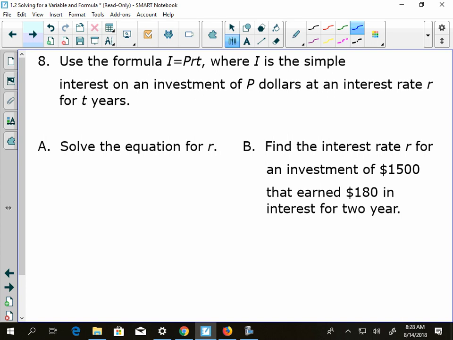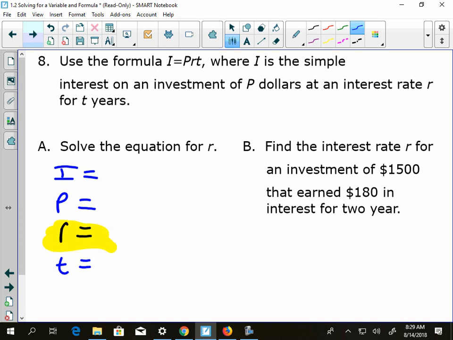Use the formula I equals PRT, where I is the simple interest on an investment of P dollars at an interest rate R for T years. Do not solve the equation for R. Let's find out what our I is, what our P is, what our R is, what our T is. Whatever letter we don't have a number for, that's what we're going to solve for. So find the interest rate.